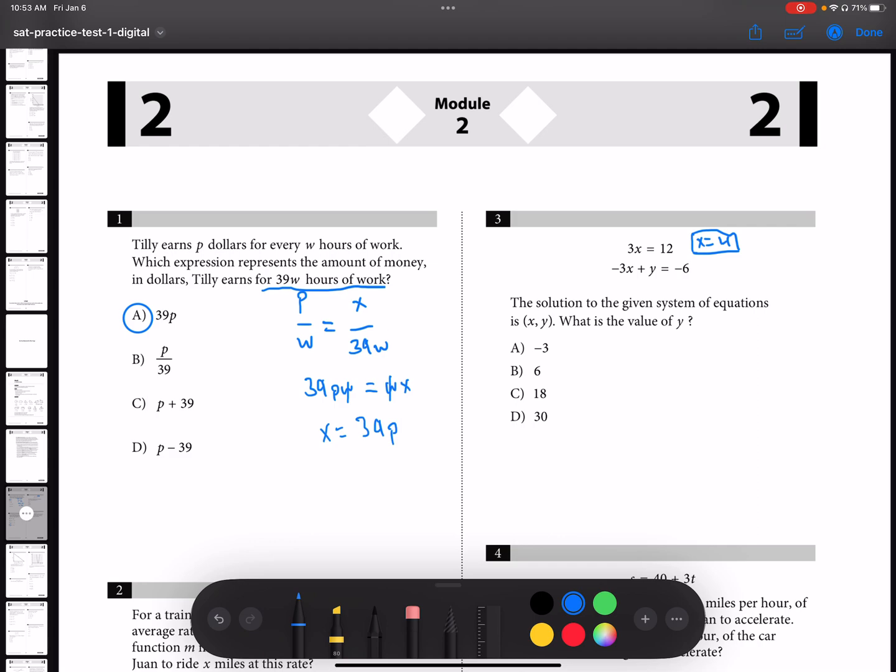And now y minus 3x plus y is equal to minus 6. And that means that we put 4 in here, that we get minus 12 plus y is equal to negative 6. Y is equal to negative 6 plus 12. That will give us y is equal to 6. So our answer is B.